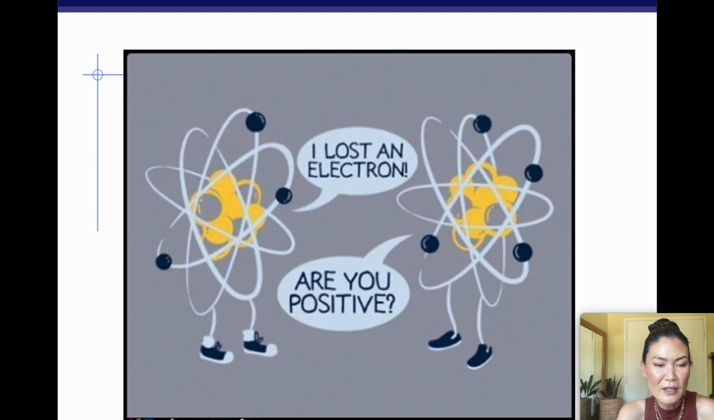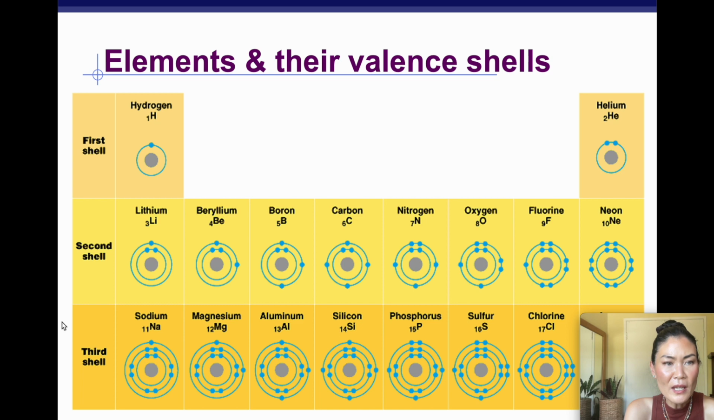So I kind of like this little cartoon. There's an atom saying, "I lost an electron." And then the other atom says, "Are you positive?" Because remember, if these atoms lose an electron, they become positively charged. Anyway. Okay, and so, elements and their valence shells.